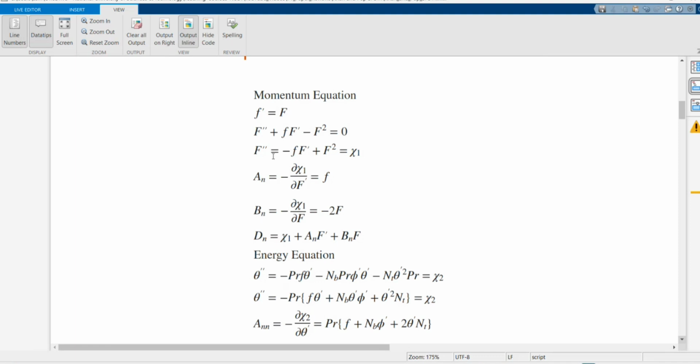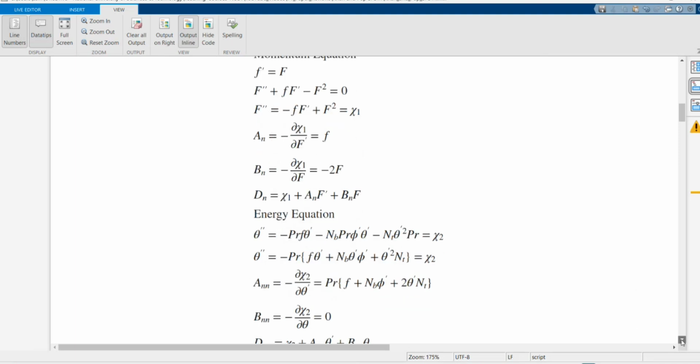Bn, you take a partial derivative of chi1 with respect to capital F and take a negative sign, then you get minus 2f. Then capital Dn is equal to chi1 plus An capital F dash plus Bn capital F. That's it. That is the theoretical part. Remember that when you are doing this on the page, you should put the value of chi1 into capital Dn. Now we move to the energy equation.